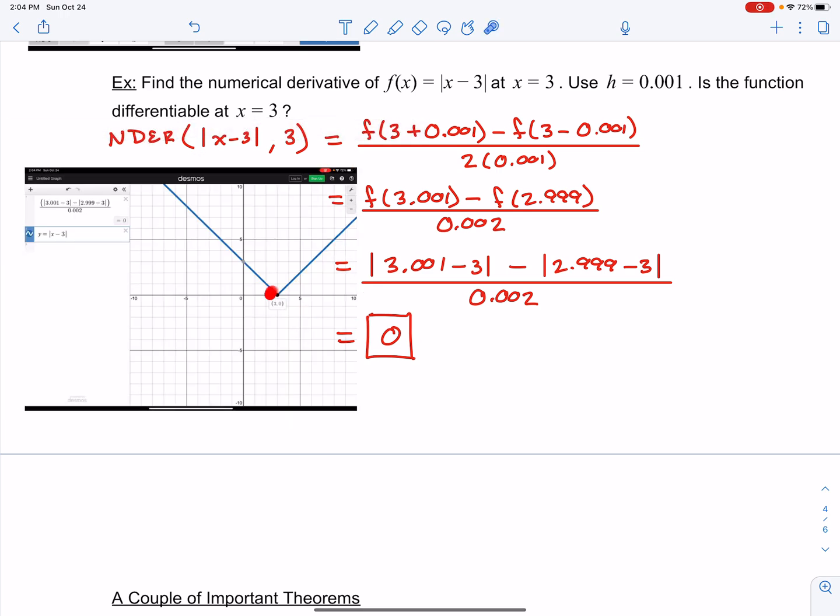If we come to a corner or a cusp, or we have a jump discontinuity, or any of those things that we talked about at the beginning of this lesson, we know that we're not actually differentiable there. So the numerical derivative calculation can throw you off. It can give you numbers that aren't actually true, that tell us that we're differentiable where we're not actually differentiable.